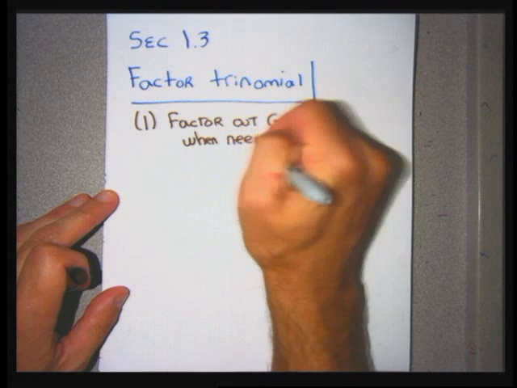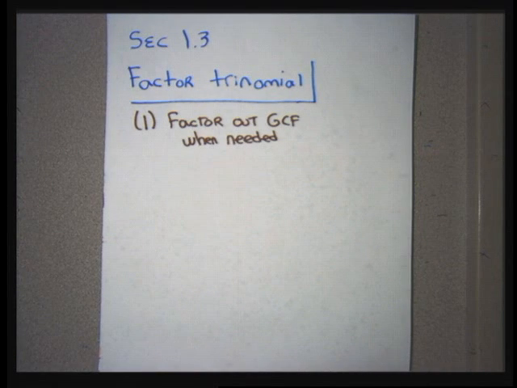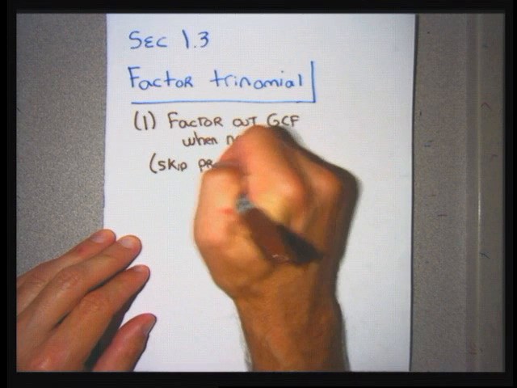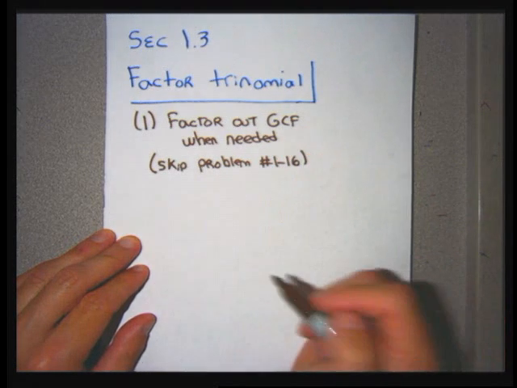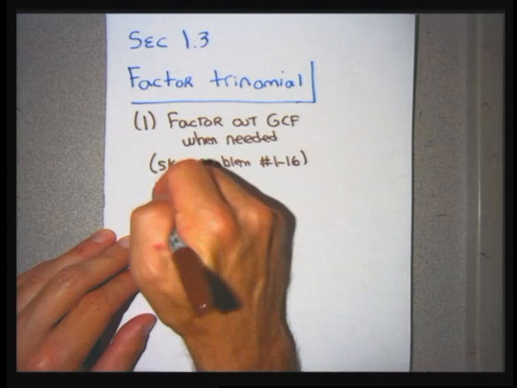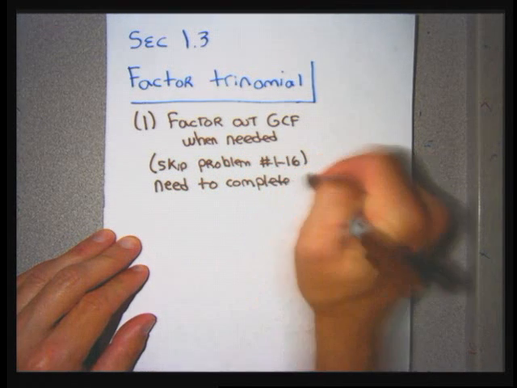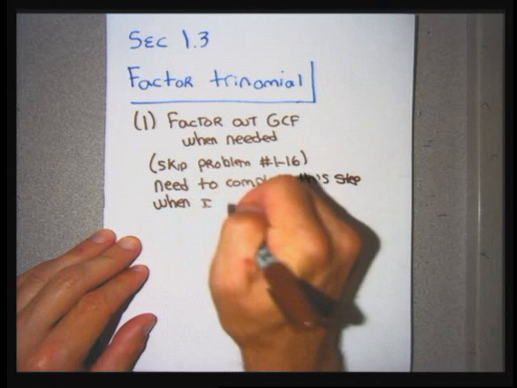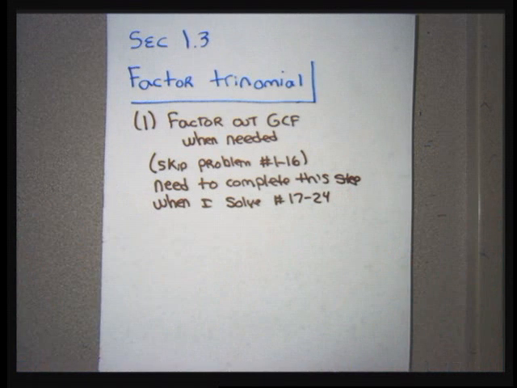And the problems in this section are set up into two groups. In problems 1 through 16, there aren't any GCFs. So I'm going to skip this step for problems 1 through 16 because there aren't any GCFs. But in problems 17 through 24, I'll need to complete this step. Each one of those needs to have something factored out before you get into the factoring.